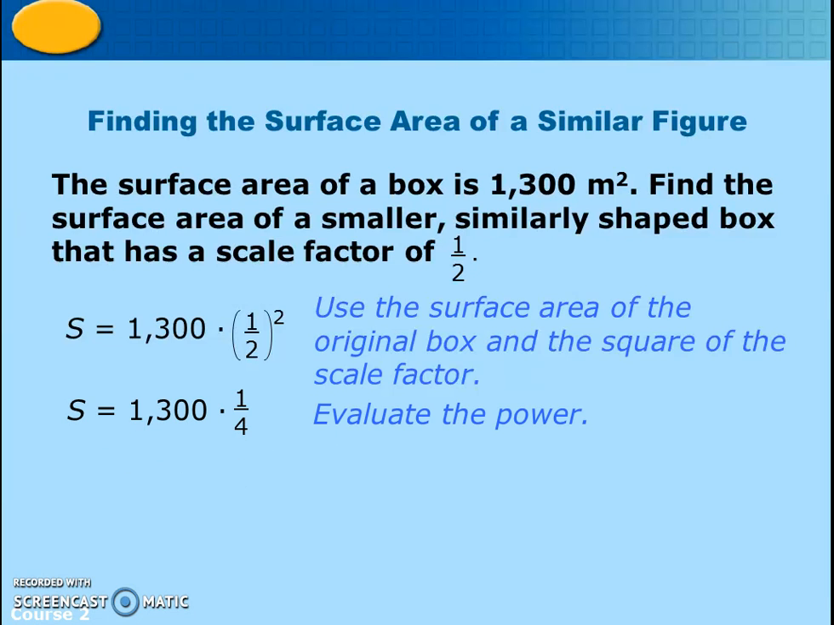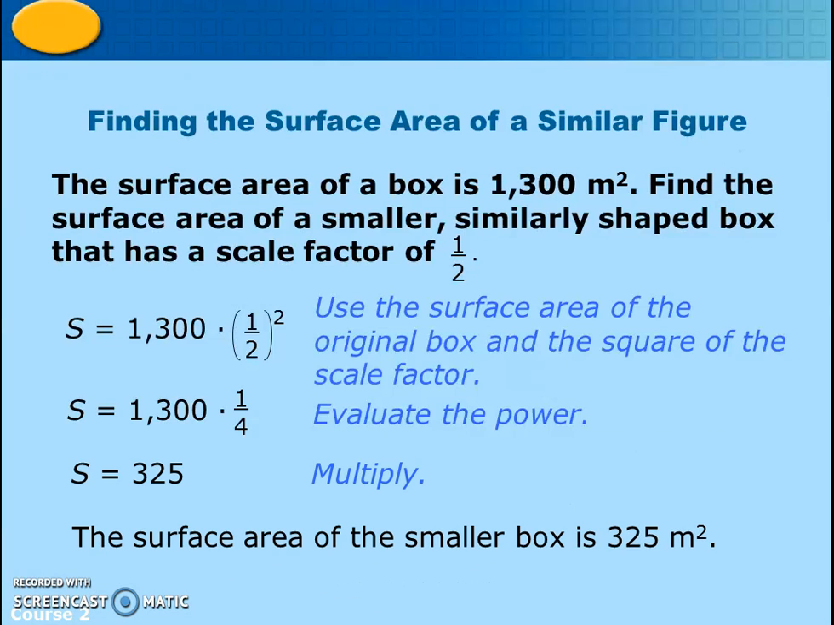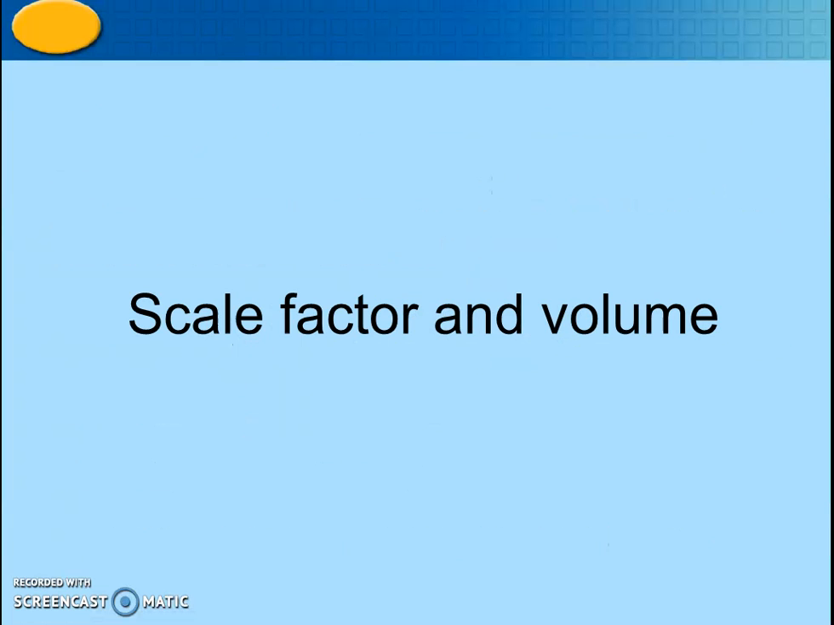Evaluate the power. So if you square a half, you should get a quarter, just using your index laws. Right, so if we do the multiplying of that, we get 325. So the surface area of the smaller box is 325 meters squared. Simples.